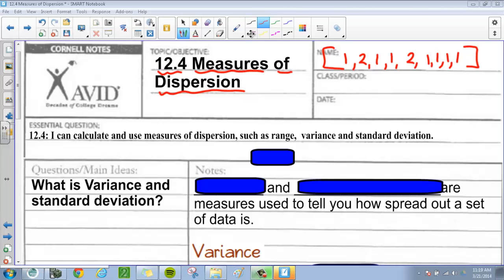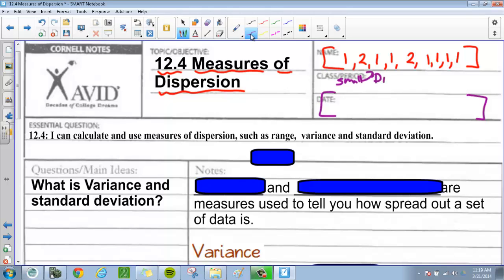Now, here's another data set. Let's do this one in purple. So this one was a kind of small dispersion.